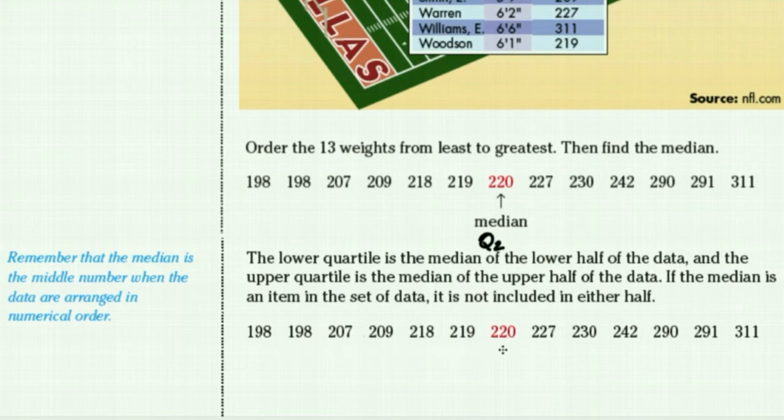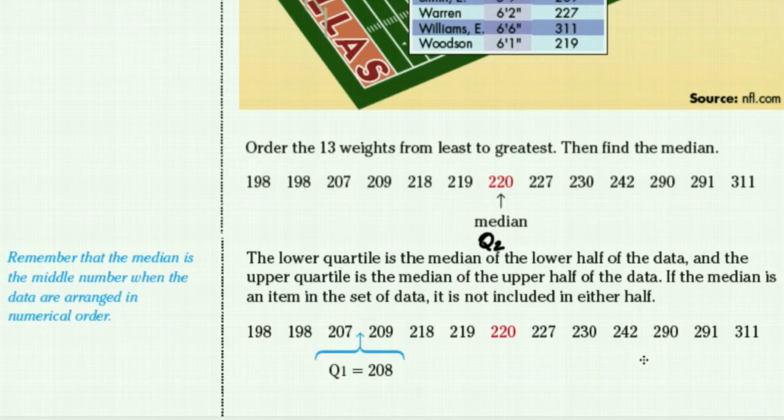So in this case, we do not include 220, and we only have 198 to 219. If you notice here, there are 6 pieces of data. That means to find the median of the lower half, we get 207 plus 209, divide that by 2, which will give us our Q1, or our lower quartile, which is 208.